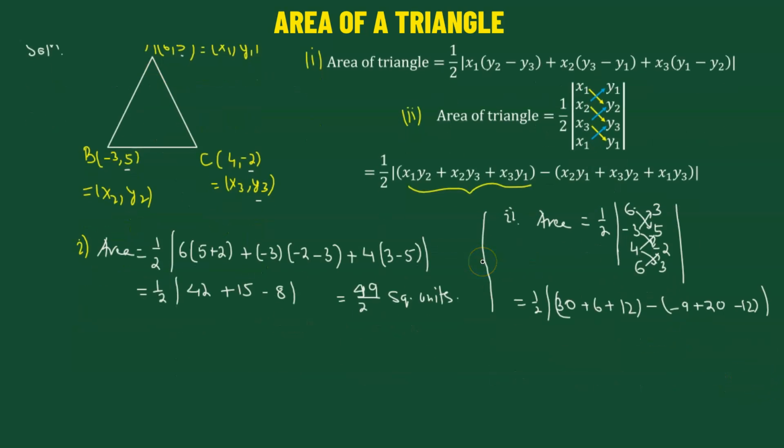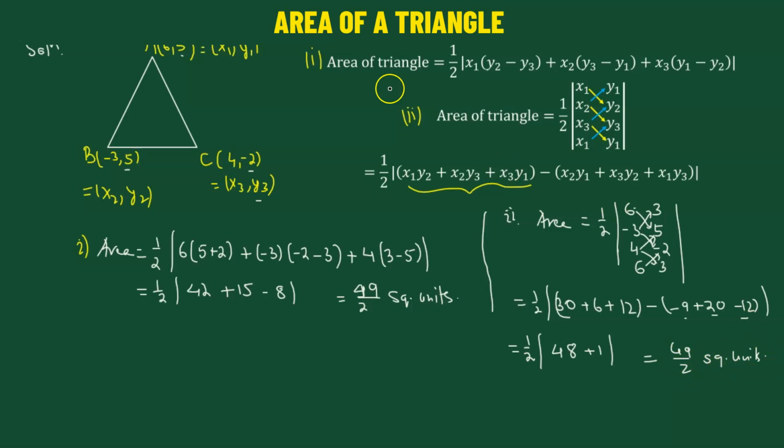Let's find the value. We have half multiplied by the absolute value. We have 6 plus 12, that's 18. 18 plus 30, that's 48. Then we have 20 minus (-9 and -12, that's -21). Wait, this leaves us with +1 after subtracting the sum. So we get 49 over 2 square units. So we get the same value.